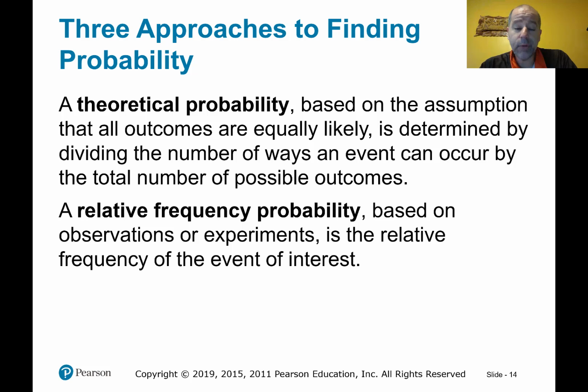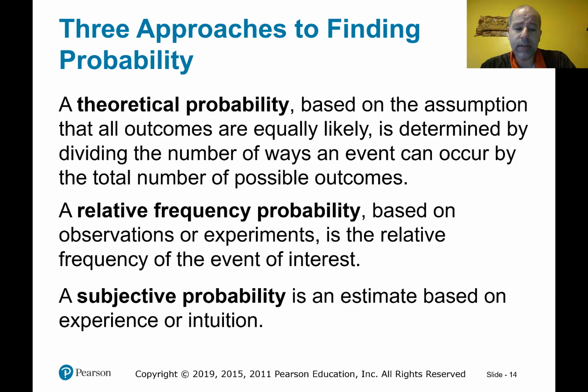Then there's the relative frequency probability. That's based on observations or experiments. It is the relative frequency of an event. That's all we're doing, calculating the relative frequency of an event that we're interested in. And then the other one is subjective probability. This is an estimate based on experience or intuition.